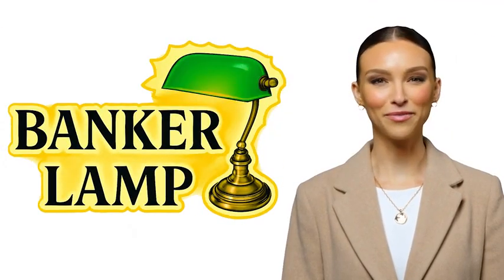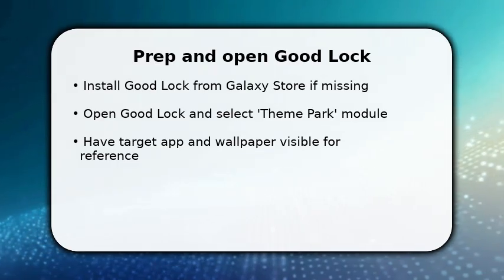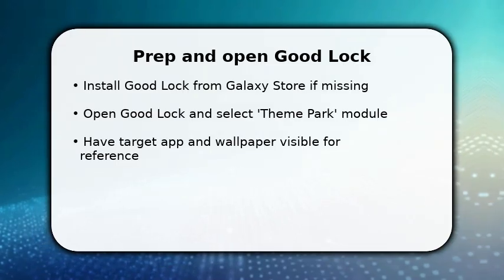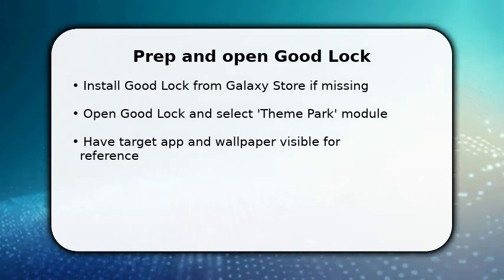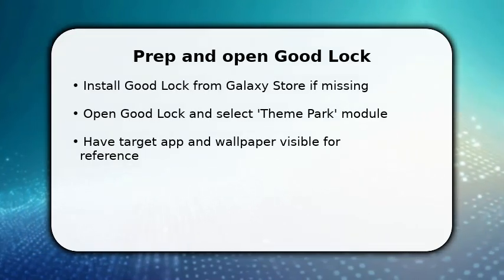Please enjoy the video. To start, install Good Lock from the Galaxy Store and open it. That's the only path Samsung supports for custom app colors. Once Good Lock is open, tap the Theme Park module. It's the tool that creates color palettes tied to apps and themes.